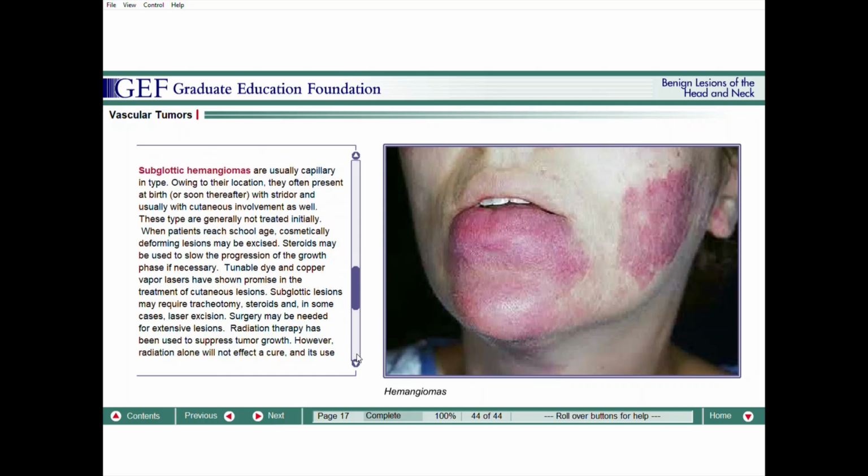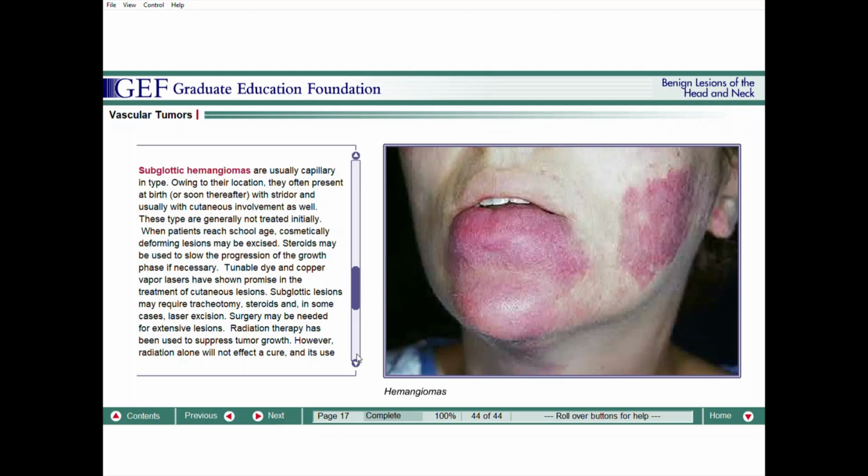Subglottic hemangiomas are usually capillary in type. Owing to their location, they often present at birth or soon thereafter with stridor, and usually with cutaneous involvement as well. These types are generally not treated initially. When patients reach school age, cosmetically deforming lesions may be excised. Steroids may be used to slow the progression of the growth phase if necessary.